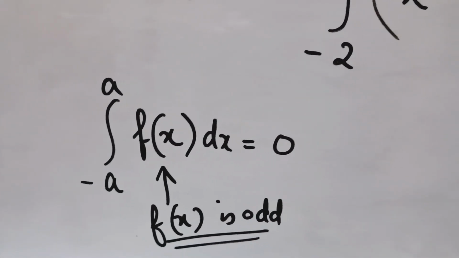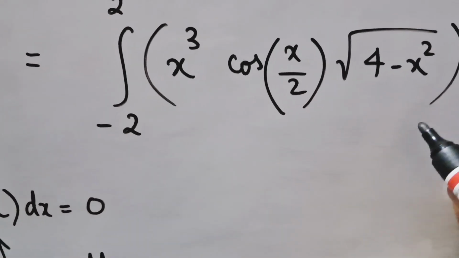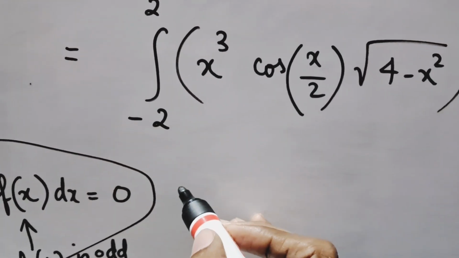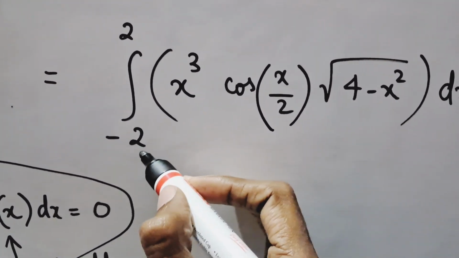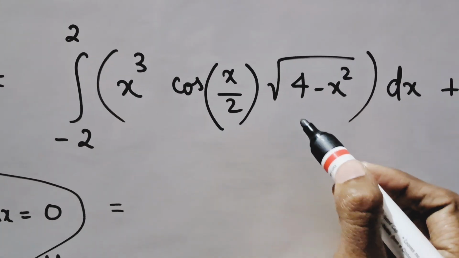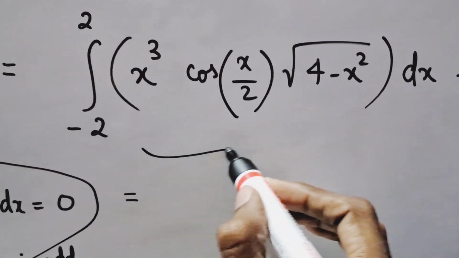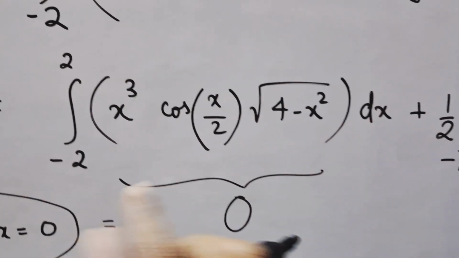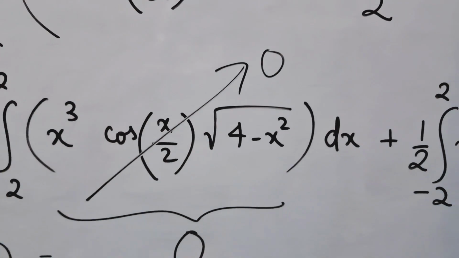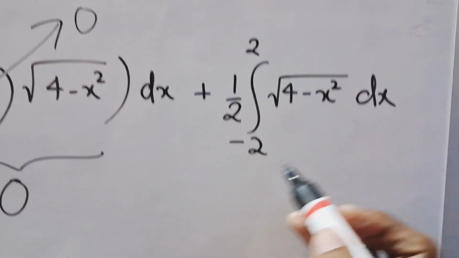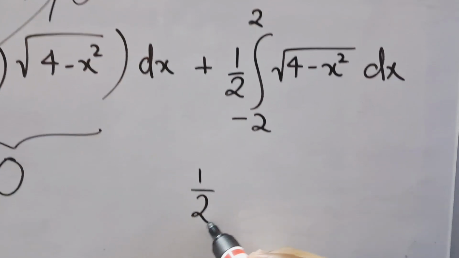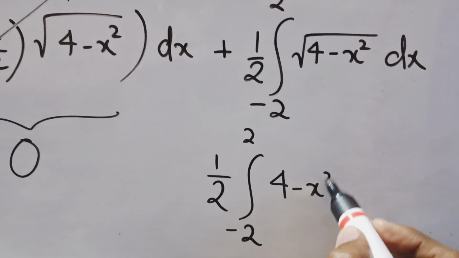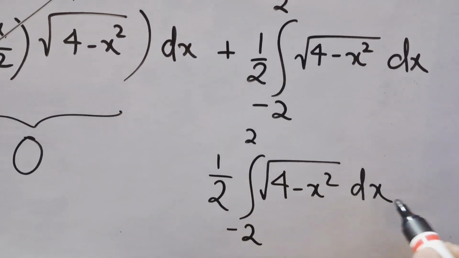Okay, so we have clearly seen that this function is an odd function. So without further thinking, we can say that this integral, minus 2 to 2 x cube cos x by 2 square root of 4 minus x square dx, will be 0. So this will be converted to 0. The only remaining part is this one. That means half integration minus 2 to 2 square root of 4 minus x square dx.